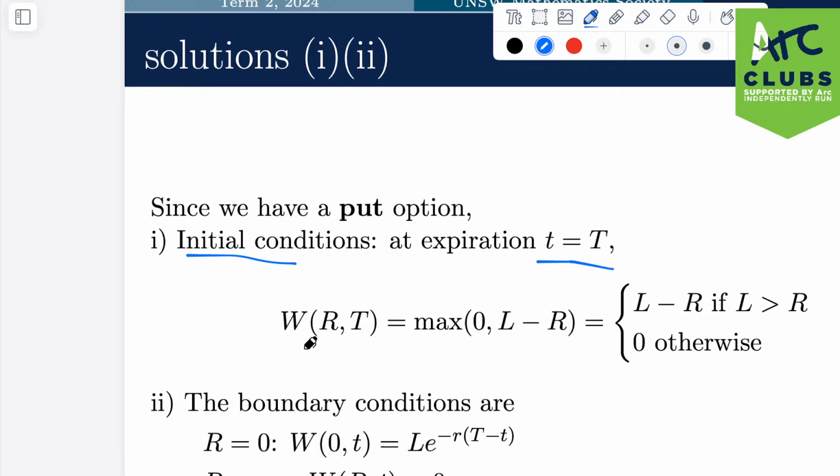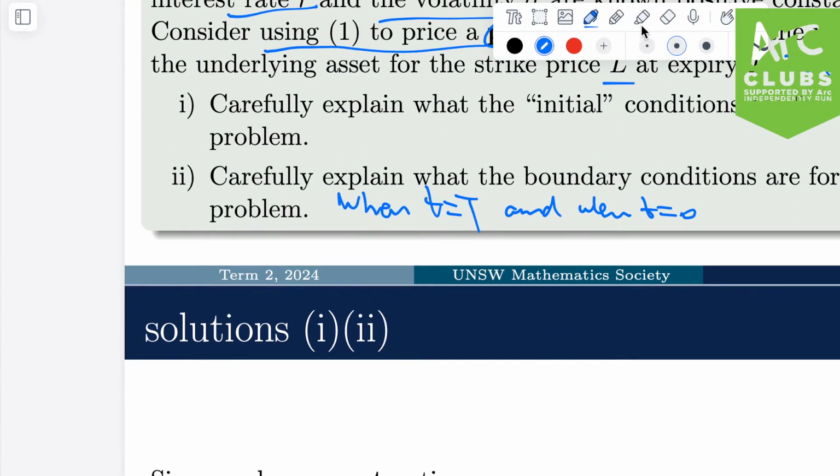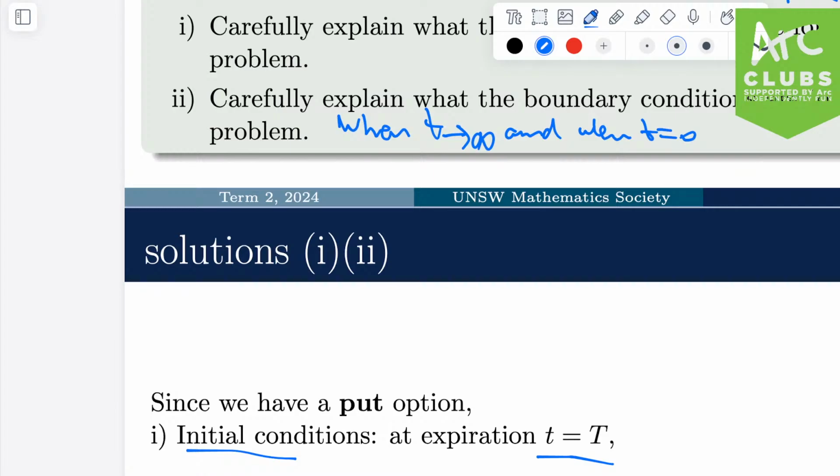So at time t equals T, W is the maximum of L minus R if L is larger than R, or 0. But for boundary conditions, maybe I shouldn't say t is equal to T here. It is more as R goes to infinity, and when t is equal to 0. So when R is equal to 0, W should just be L, the strike price, times exponential negative r(T minus t). And when R goes to infinity, the put option goes to 0.